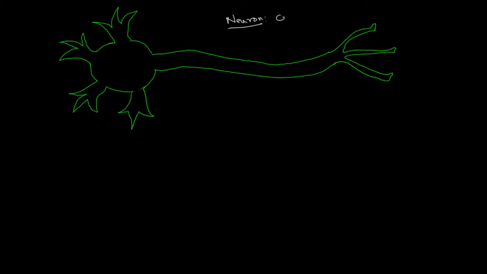Now, a neuron is a cell in the nervous system, and like any cell, it has a nucleus, and this circular structure is called the soma, this entire portion. Now, these branches that are coming off of it are called dendrites.